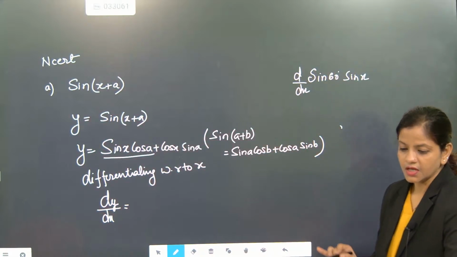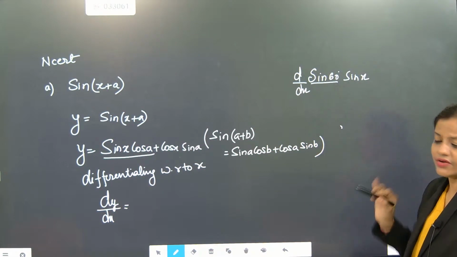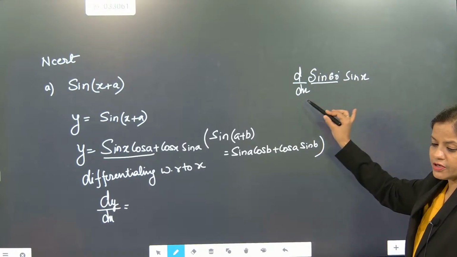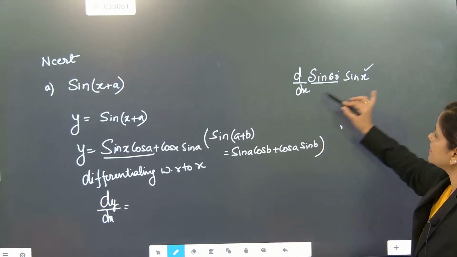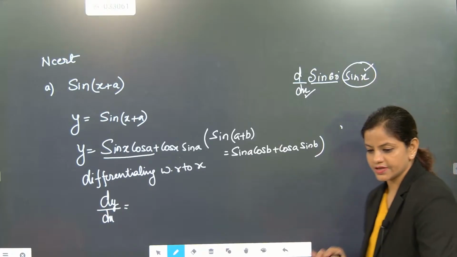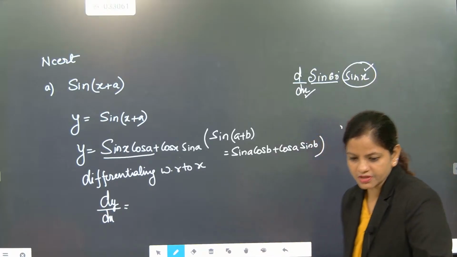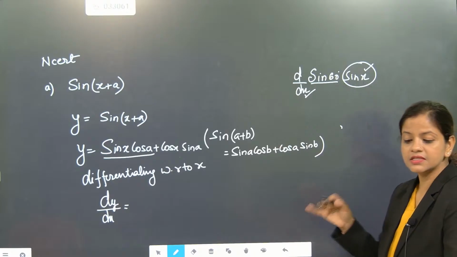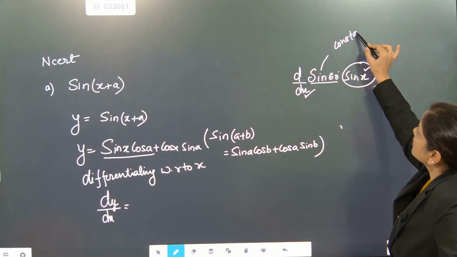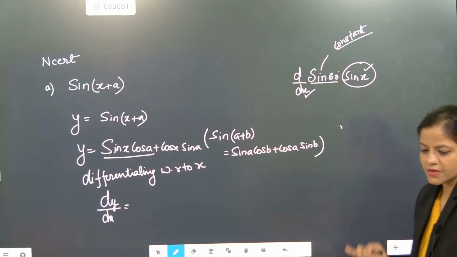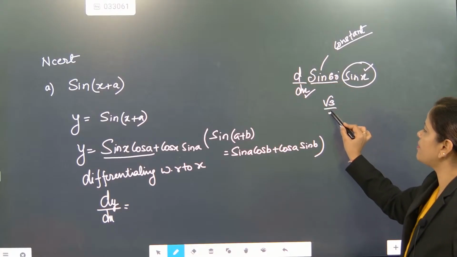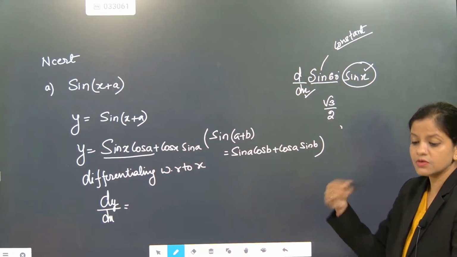Just understand this one. Sine 60 degree is a trigonometric ratio. It is not differentiable with respect to x. But here x is there and x is there, so this is differentiable with respect to x. That is the difference. You must remember this. So here sin x is differentiable, but this becomes constant. So here you have to substitute the value. Sine 60 degree is what? Root 3 by 2. So this will come outside as a constant.